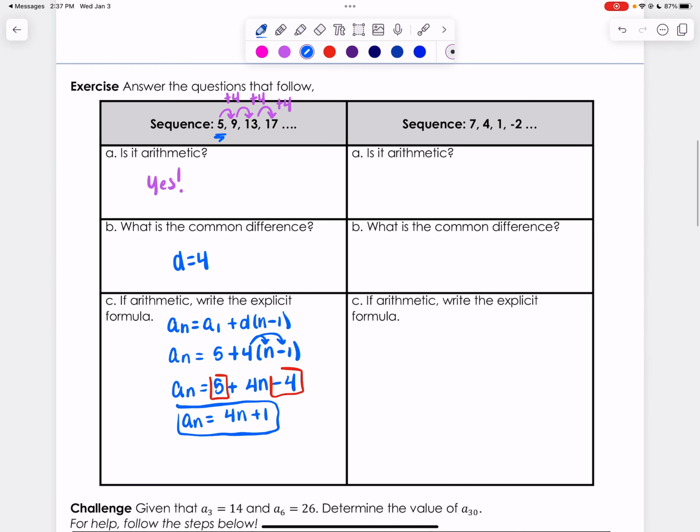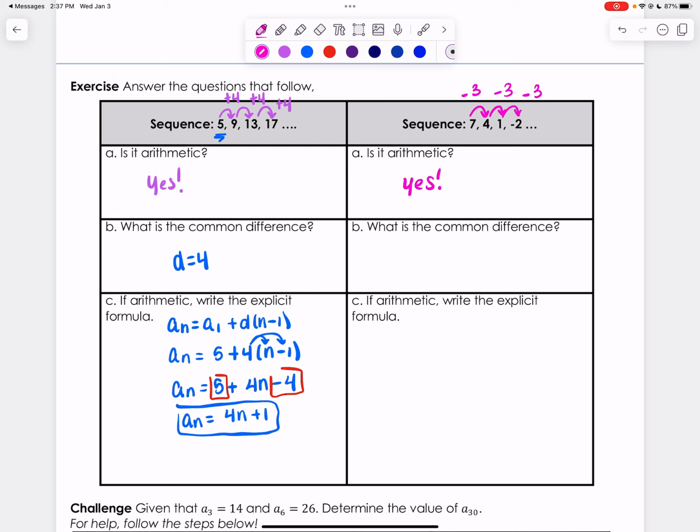Now let's look at our other sequence. In this sequence, I go from a 7 to a 4 to a 1 to a negative 2. So if I go from a 7 to a 4, that's going down, so I'm definitely subtracting. So I'm going to say minus 3. And if I go from 4 to 1, that's also a minus 3. And then 1 to a negative 2 is also a minus 3. So I can see that this is arithmetic as well because I'm going down by 3 each time.